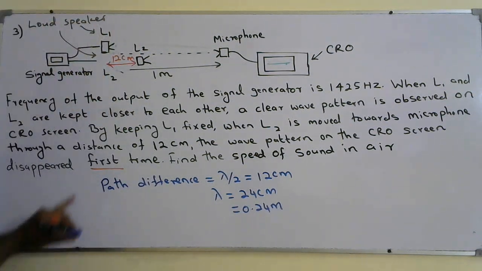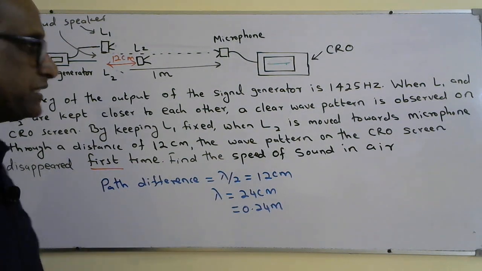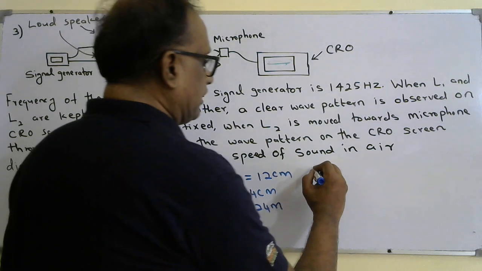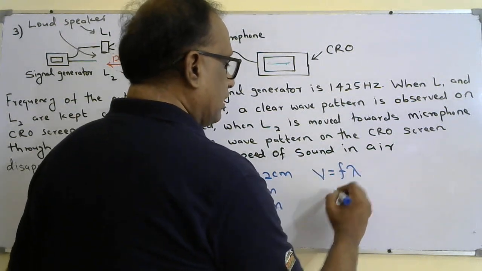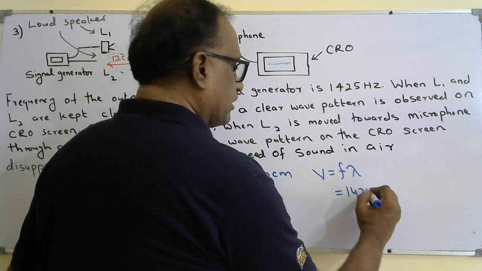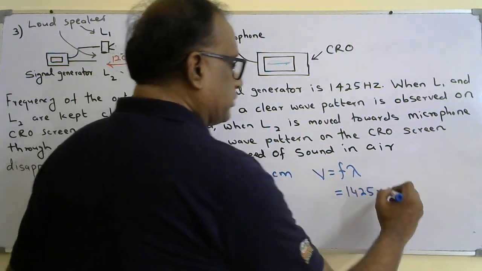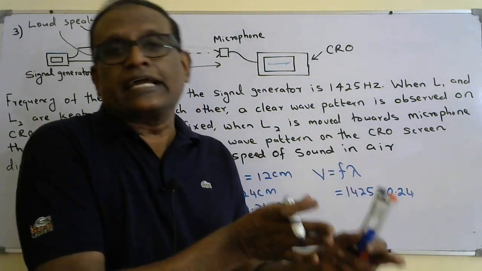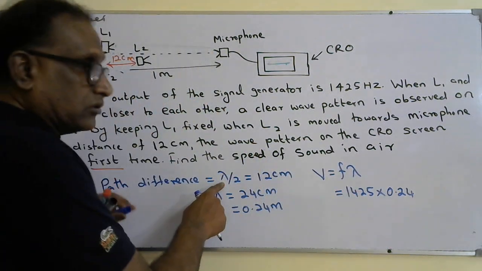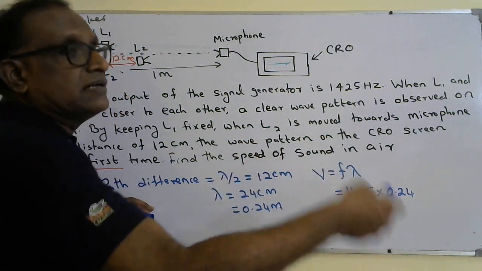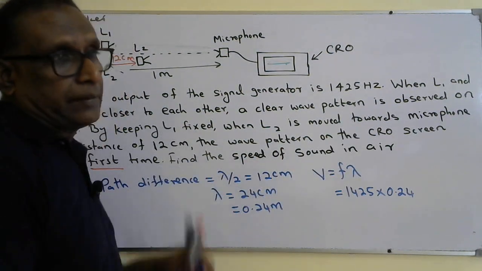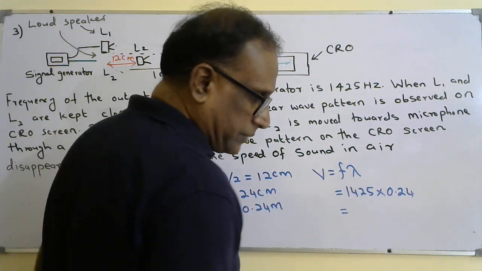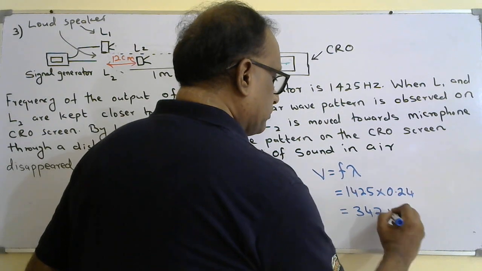Now we need to find the speed of sound. We know the frequency, which is 1425 Hertz. So use v equals f lambda for the sound wave. The frequency is 1425 and the wavelength is 0.24, because it appeared the first time means lambda by 2. If they say the second time, it means 3 lambda by 2, and so on. So you will solve this and get the answer, which will be 342 meters per second.